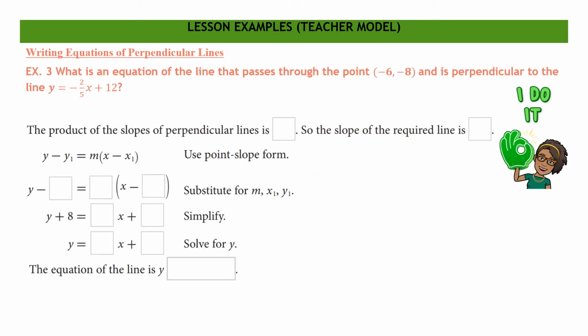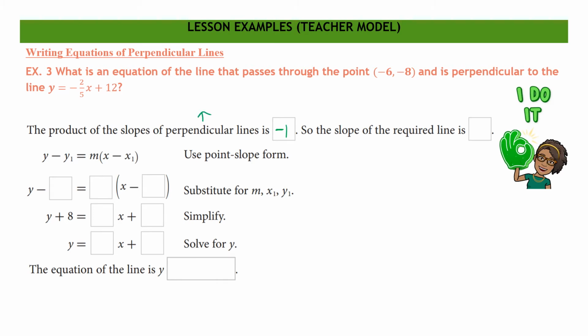All right, so let's go ahead and change gears and look at writing equations of perpendicular lines. Example 3 says, what is an equation of the line that passes through the point negative 6, negative 8, and is perpendicular to the line y equals negative 2/5 x plus 12? Well, from our warm-up activity, we remember that the product of the slopes of perpendicular lines is negative 1. So that means if I multiply the two slopes together, the result should be negative 1.